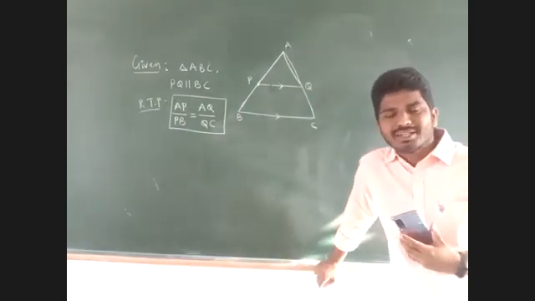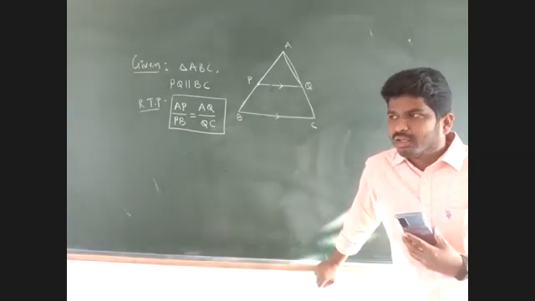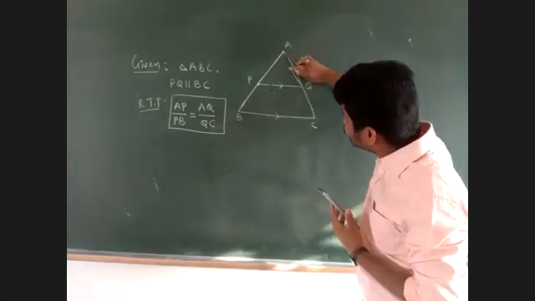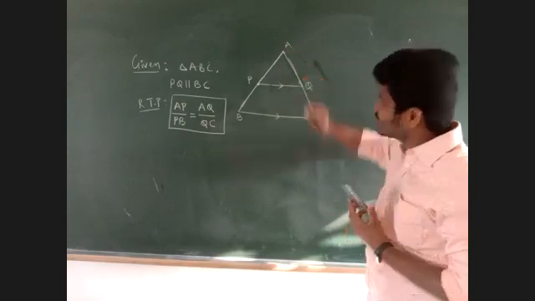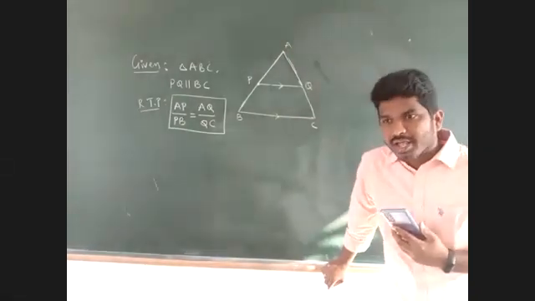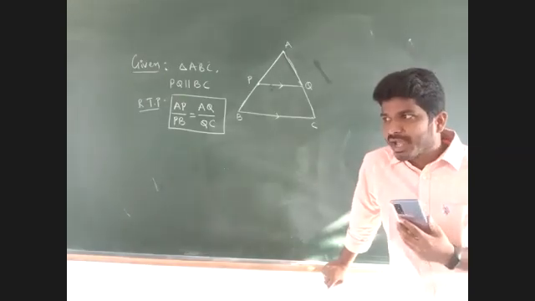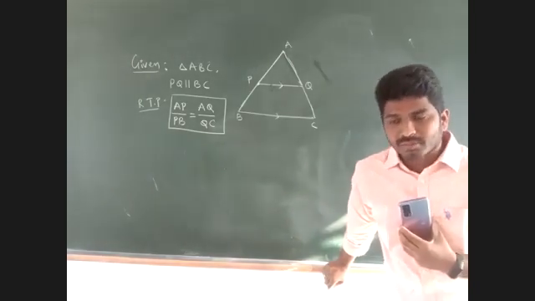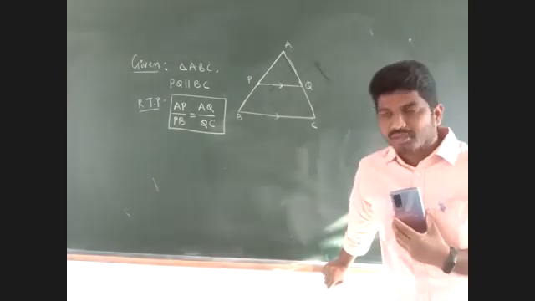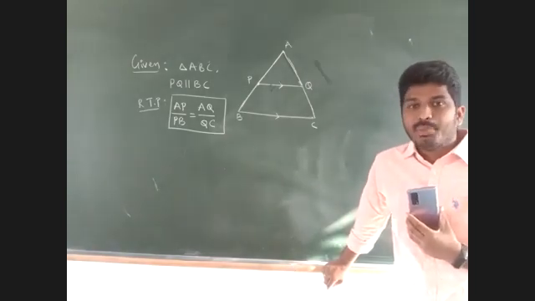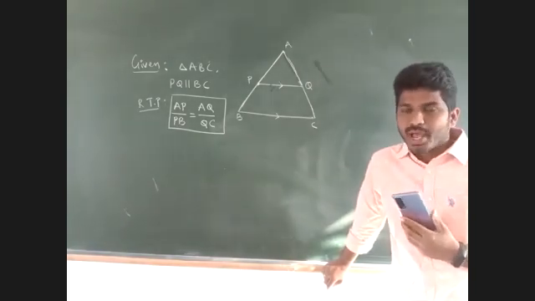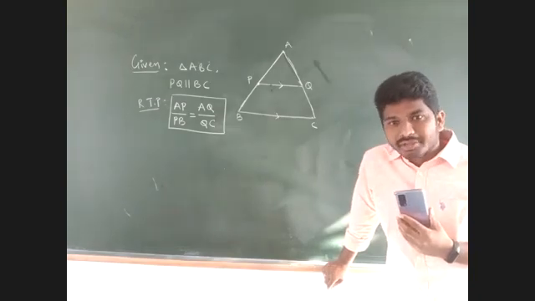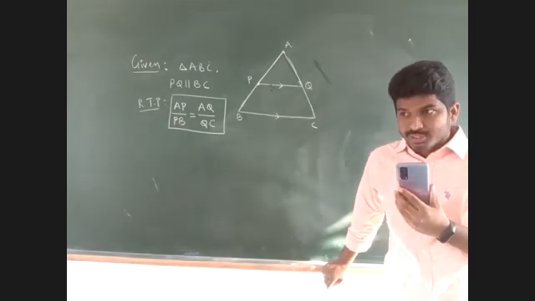Triangles. What is meant by a triangle? A simple closed figure bounded by three line segments is called a triangle. Based on the sides, we have three different types of triangles: equilateral triangle, isosceles triangle and scalene triangle. Based on the angles also, we have three different types: acute angle triangle, right angle triangle and obtuse angle triangle.